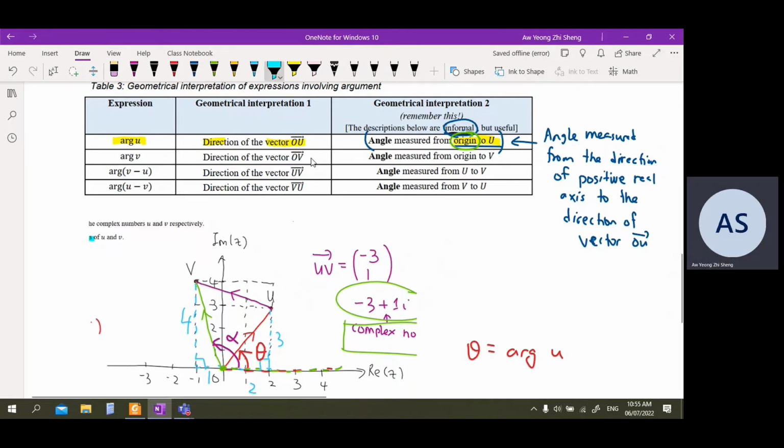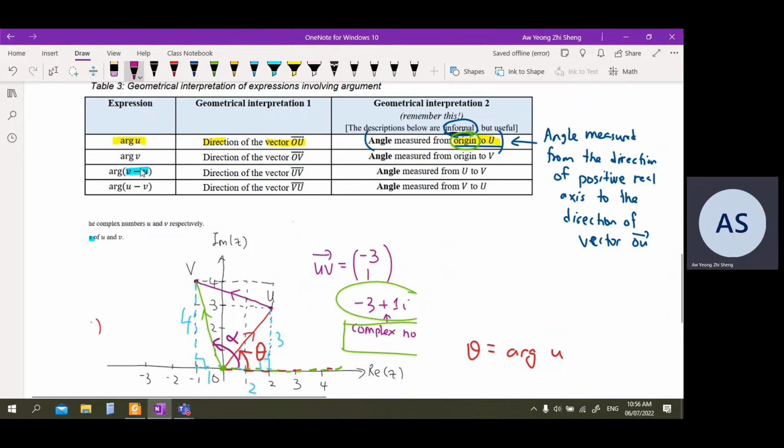Now, what's more important, or what's new here, is when we have a subtraction between two complex numbers in the argument expression, how can we interpret it diagrammatically? When you have argument of v minus u, first of all, argument cannot be distributed over negative. Argument of v minus u is not the same as argument v minus argument u. There is no such property. You can refer to page 15. So don't simply distribute the argument over a minus sign.